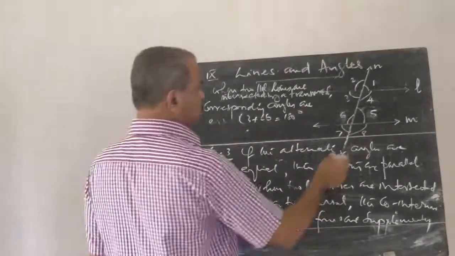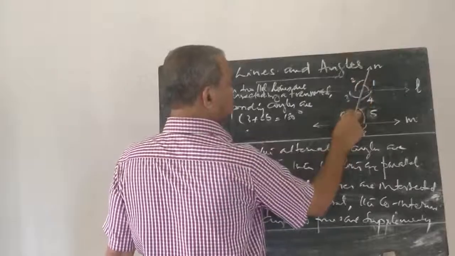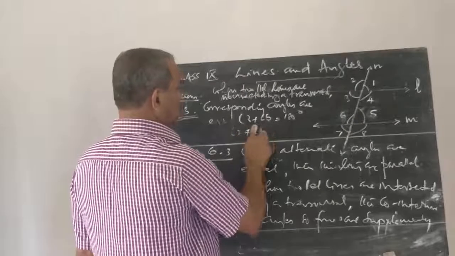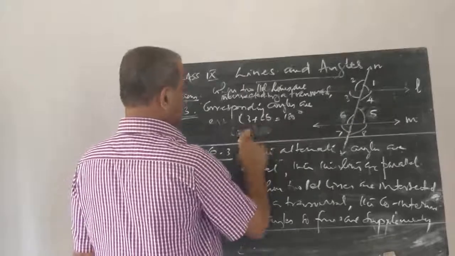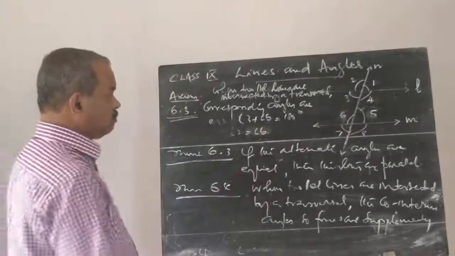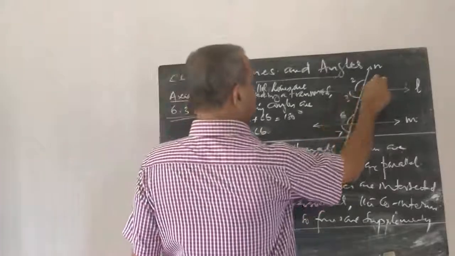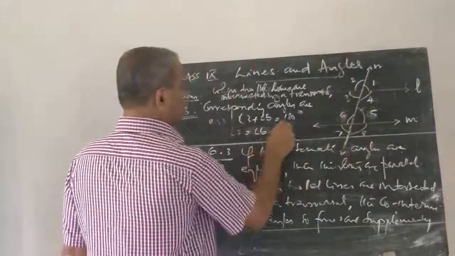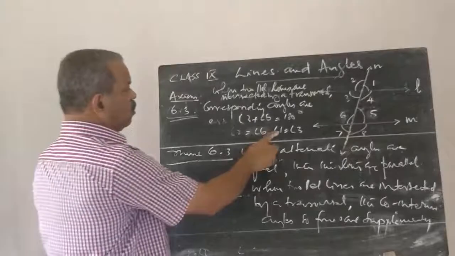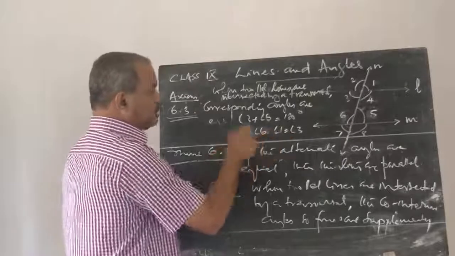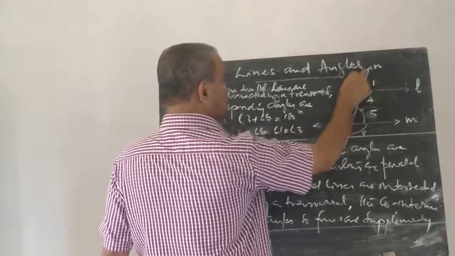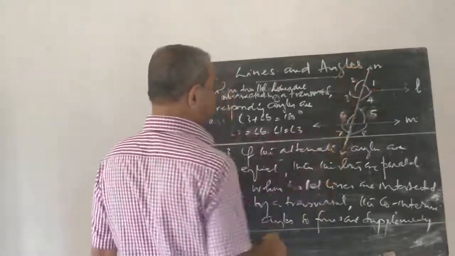What is the relation between angle 2 and angle 6? Corresponding angles. Angle 2 and angle 6 are equal. Angle 1 and angle 3 are equal. Angle 1 equals angle 3. What is angle 1 plus angle 2? Angle 2 equals angle 4.